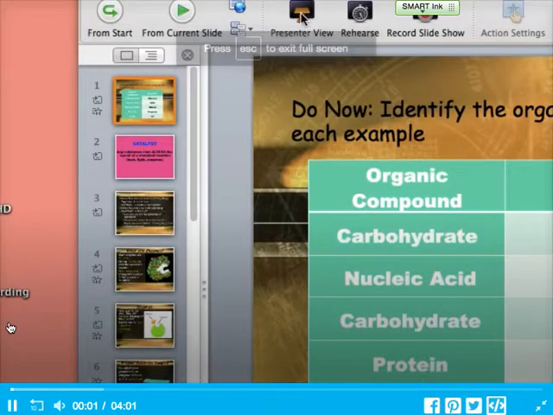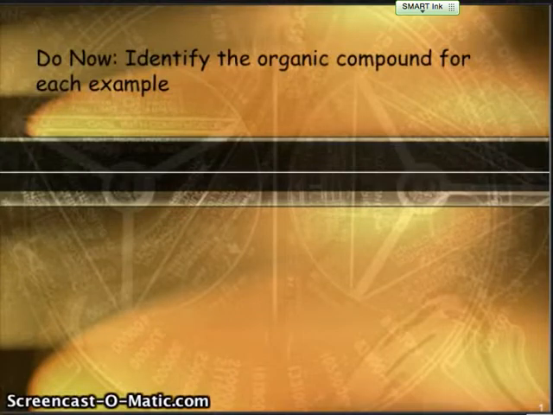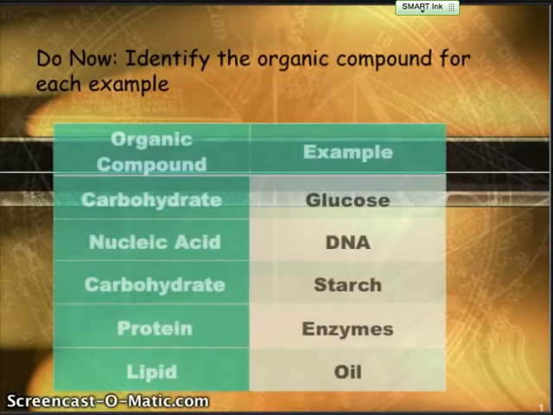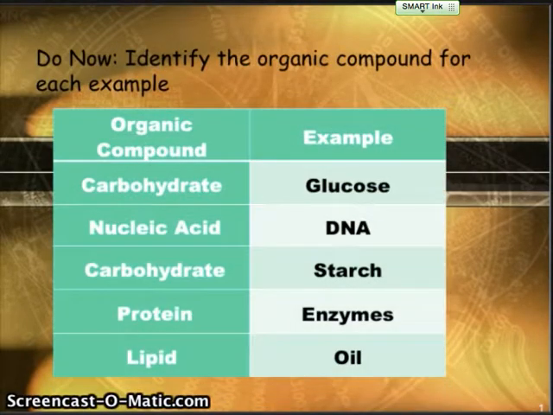Unit 3, page 2, enzyme structure. Do now: identify the organic compound for each example. You should have come up with carbohydrate. An example would be glucose. Nucleic acid, an example is DNA. Carbohydrate, an example is starch. Protein, an example is enzyme. Lipid, an example is oil.